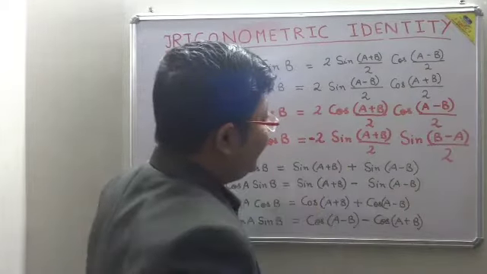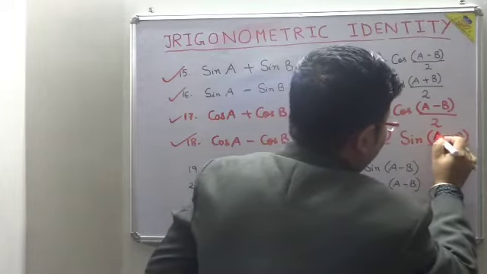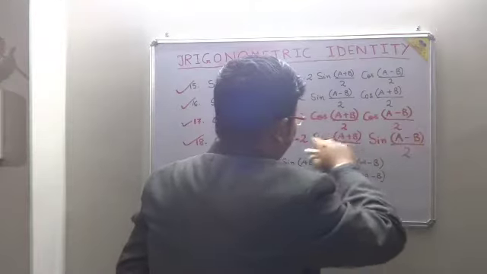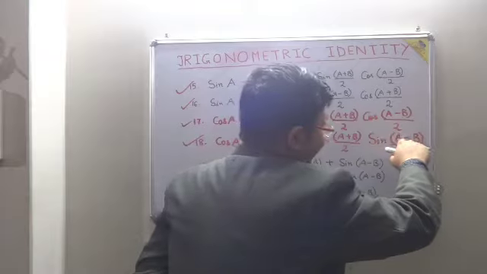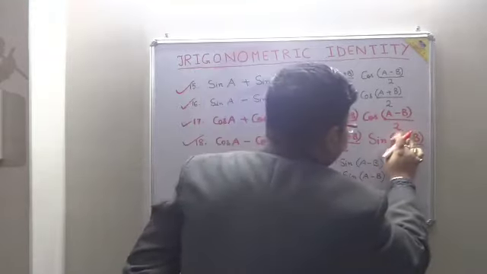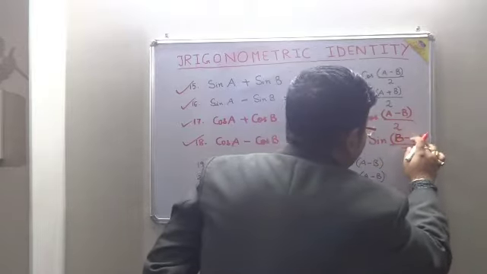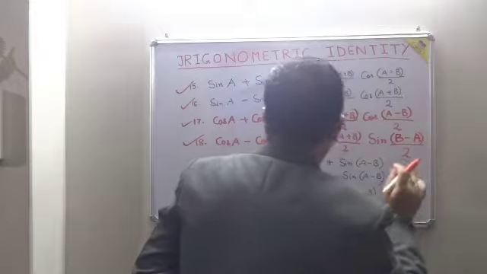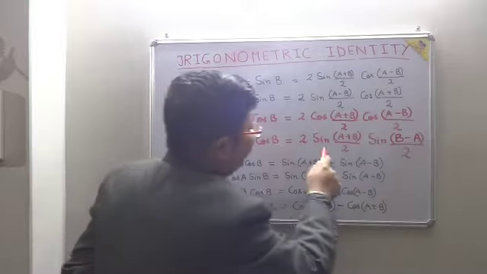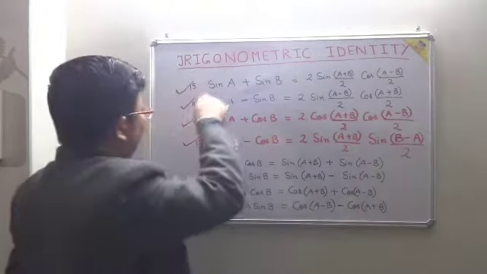So if we give minus here, our B will become A and A will become B. In this way we can write it. If we give minus here, then write sin((A minus B) divided by 2). If we don't give minus here, then we will write B minus A divided by 2. So cos A minus cos B, what will be the formula? 2 sin((A plus B) divided by 2) sin((B minus A) divided by 2). Is it clear for all these things?